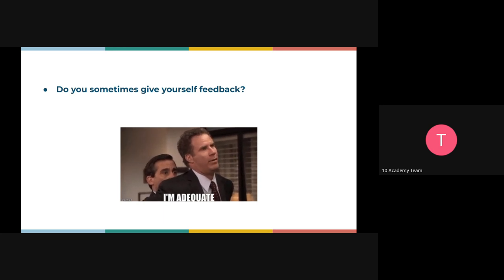And I'm not sure, do you sometimes give yourself feedback on your work, on anything that you do? It could be writing it in a notebook or just sitting down at the end of the day thinking about the things you've done and what you could improve. Is it something that you do? If it is, just react with a thumbs up.